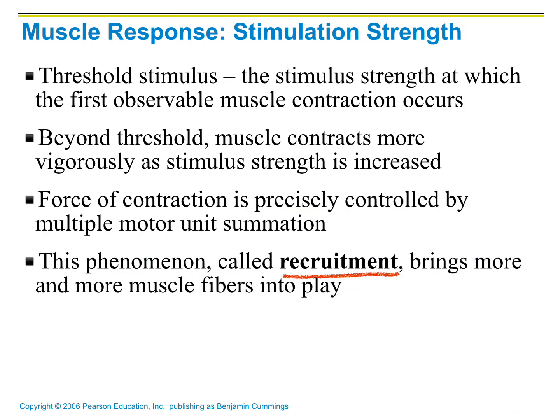Now, I mentioned this term threshold, and the threshold stimulus is the stimulus strength at which we see the first observable muscle contraction. We said if we don't reach threshold, we're actually not going to create an action potential, which means we're not going to contract the muscle, right? We have to generate the action potential. When we do that, that's where we're going to get that complete depolarization of the entire skeletal muscle cell, which is going to cause the skeletal muscle to contract.